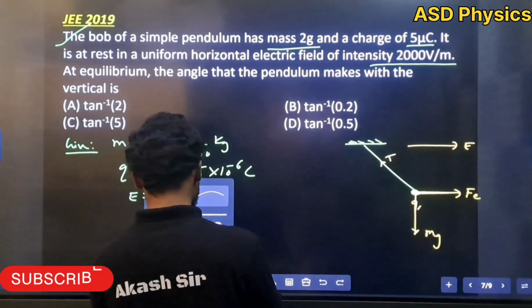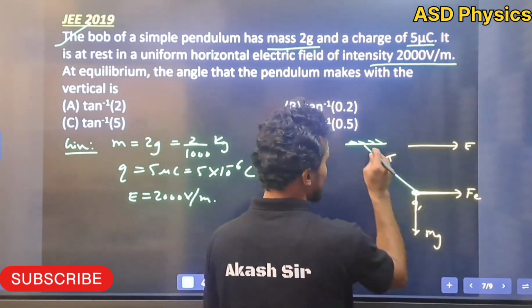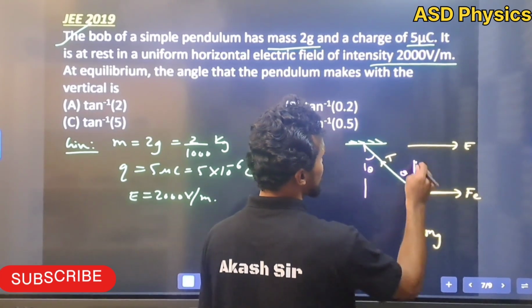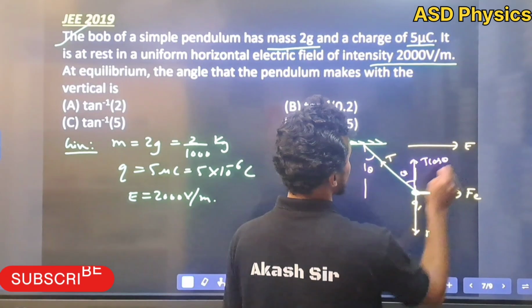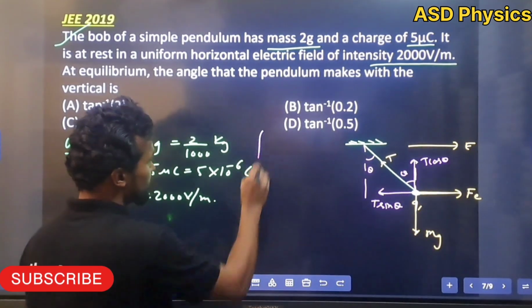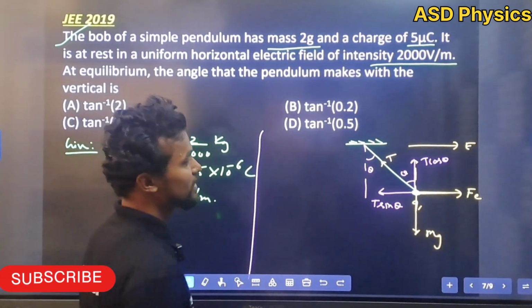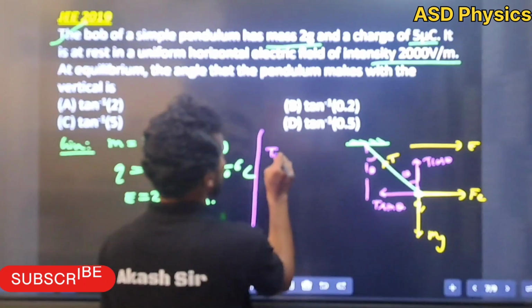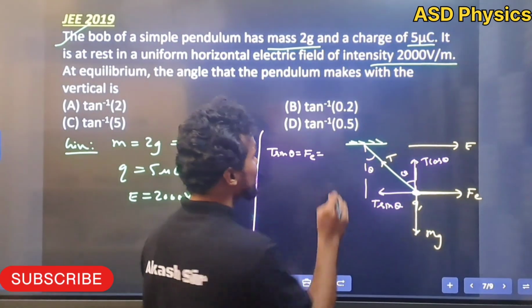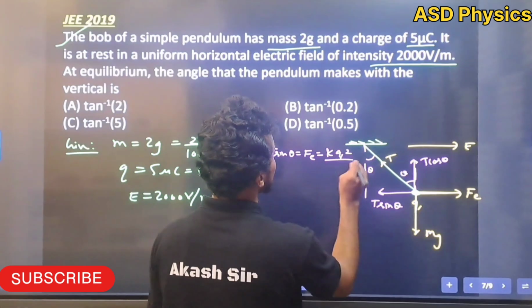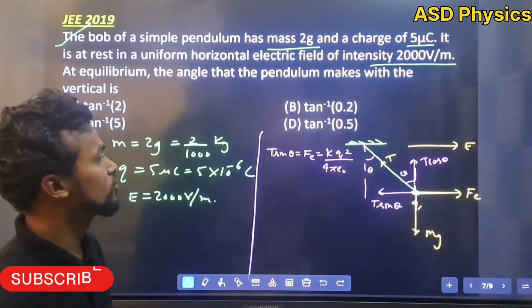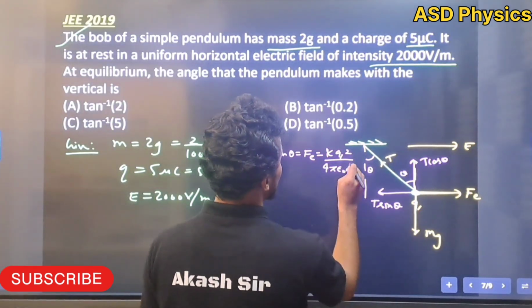So can we resolve the components of the tension? See here, let's take this angle as theta. This angle is also theta here. So this side component will be T cos theta, and this side component will be T sin theta. If we do the balancing condition, we can write T sin theta is equal to Fe, and the electrostatic force formula, you know very well, is kq square by 4 pi epsilon naught d square.